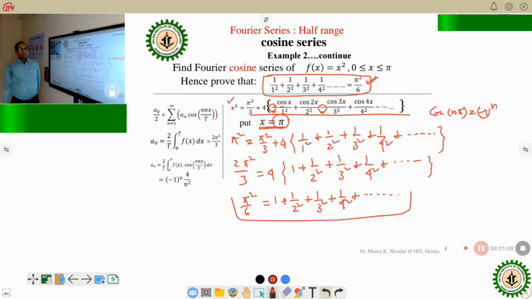This is the proof. And in this way, we can easily calculate how to find the Fourier series, Fourier cosine series, Fourier sine series, etc.